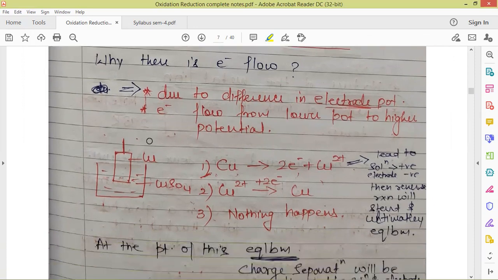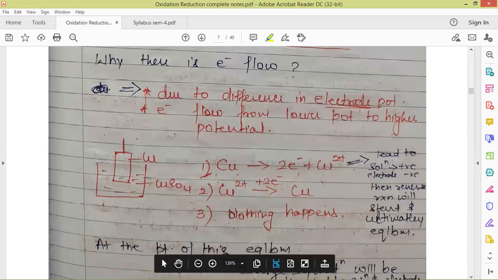So here we have taken a copper electrode in a solution of copper sulfate. Nothing is connected. It is just copper dipped in copper sulfate. Here three possibilities are there. One is that copper goes into the solution and gets converted to Cu2+. Or Cu2+ can deposit on the copper electrode and get converted to copper. Or nothing happens. If nothing happens, then we can do nothing.